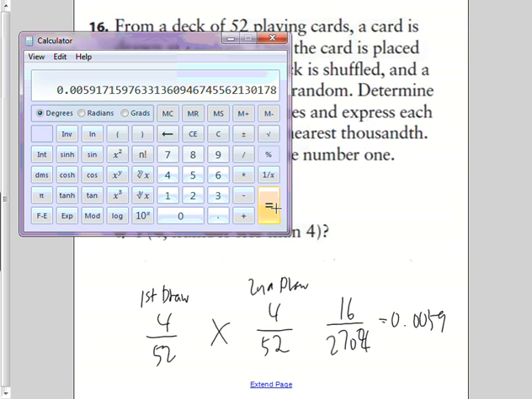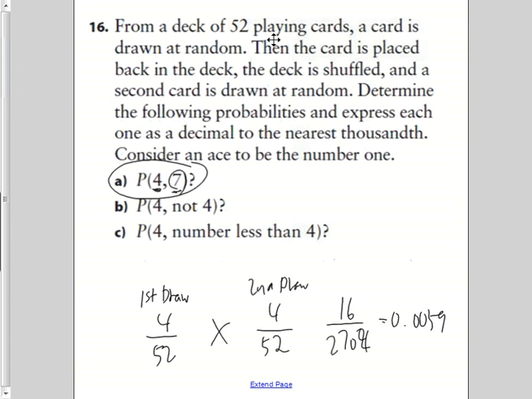0.0059, which we remember because of the last chapter. If I think about that as a decimal, it's 59 ten-thousandths, which is 0.59 hundredths, which as a percent is 0.59%. Just a little bit more than half a percent chance. You have a 99.41% chance. Oh, sorry, I got that in the wrong space. A 99.41% chance that you will not draw a 4 on your first draw and then a 7 on your second draw. So the probability of that happening is fairly low.